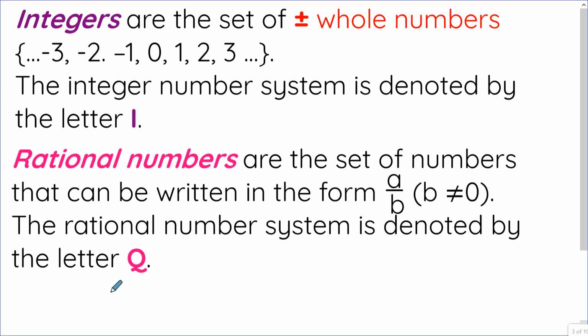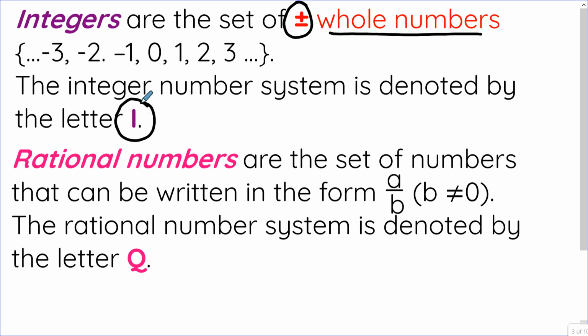Then the next number system we learned about was integers. That's where we introduced negative values. So integers are the set of positive and negative whole numbers. So that could be -3, -2, -1, 0, 1, 2, 3, continuing infinitely in both directions. But notice we have no fractions, no decimals, just positive and negative numbers with 0. We denote integers with the letter I.